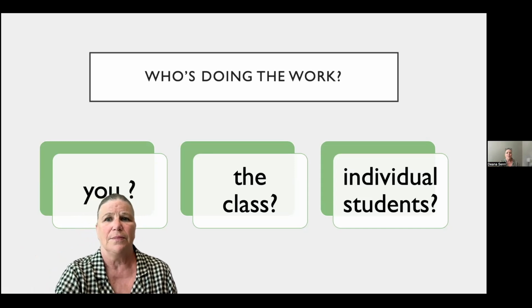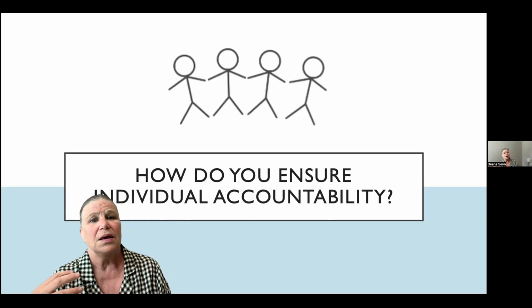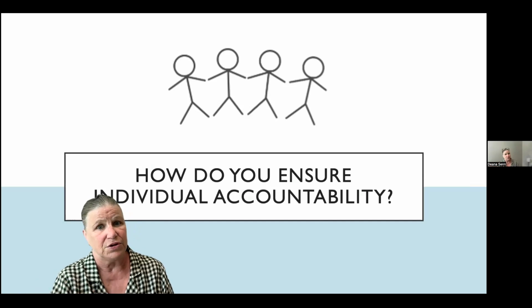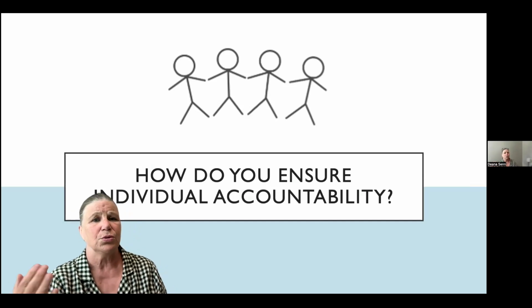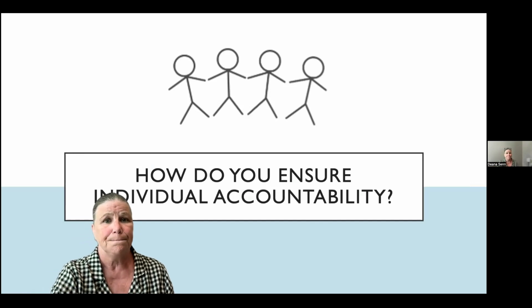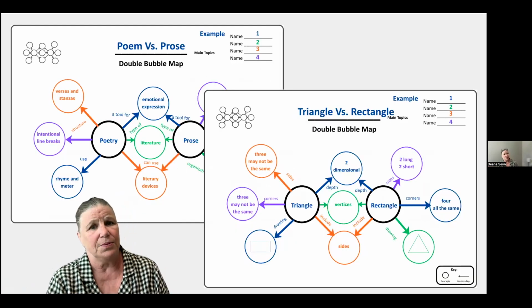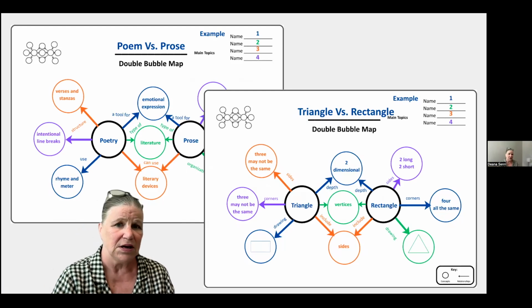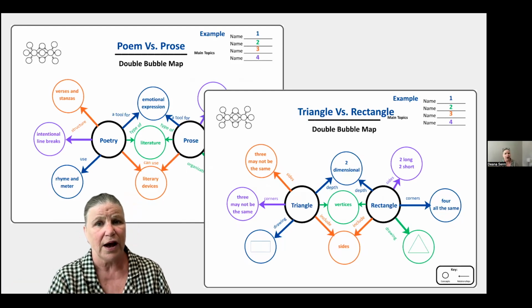The other thing I want to think about is how do you ensure individual accountability if you do use teaming for double bubble maps? How do you ensure individual accountability so that you're sure that every student is thinking and learning? So let's look at two examples of double bubble maps. These are just real easy or small examples of students comparing and contrasting.